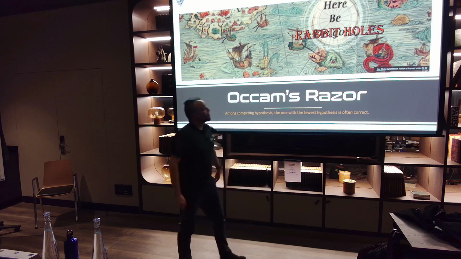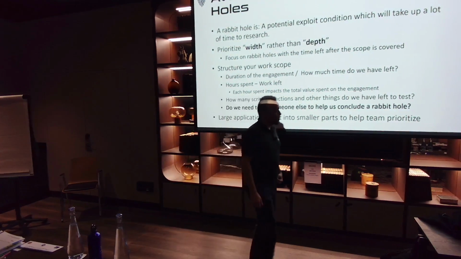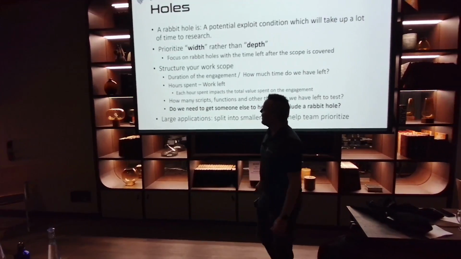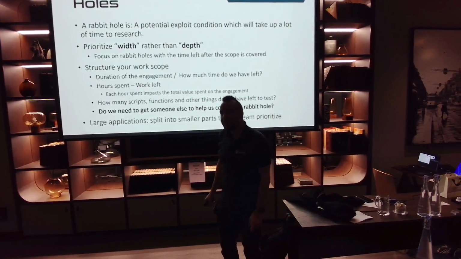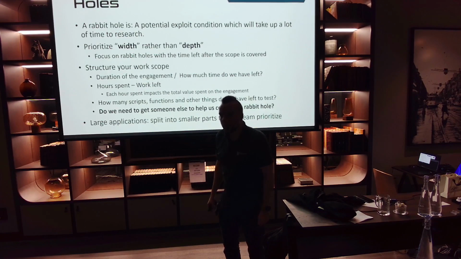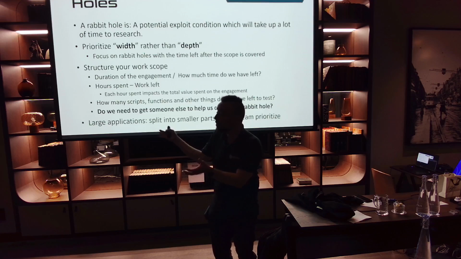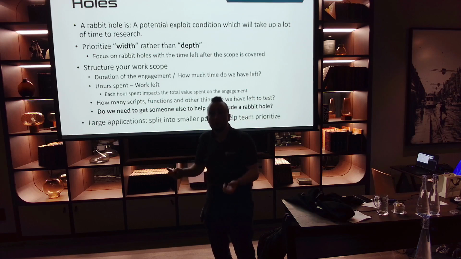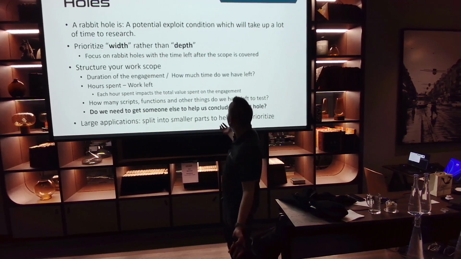Cool. All right. In order to avoid rabbit holes, there are some tricks. So what is a rabbit hole first? It is something of interest. Ooh, shiny. This could be a super interesting vulnerability. Except, in order to research it, it's going to take a long time, and it could be a dead end. It's going to be hard to research the vulnerability or the potential exploit condition.